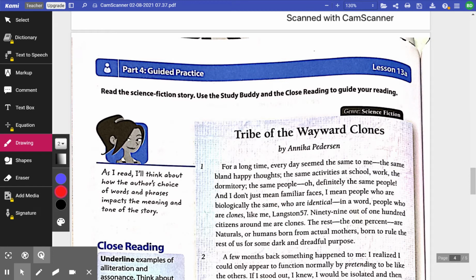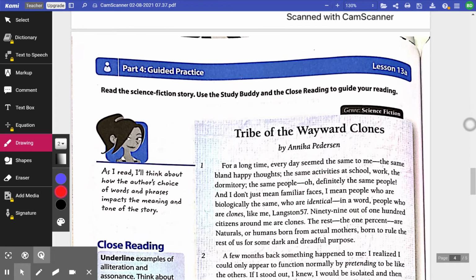We're going to be working on page 140. We're going to be doing part 4 of lesson 13A. So if you don't have your Ready Workbook out, take a minute to gather your materials and get ready to learn. Once again, we're on page 140.